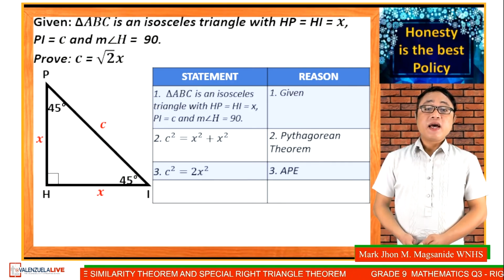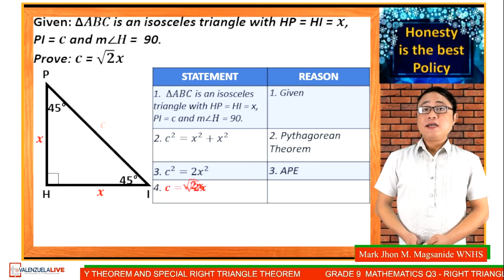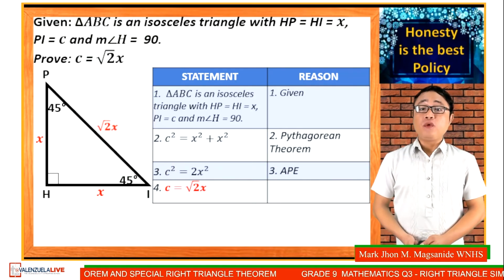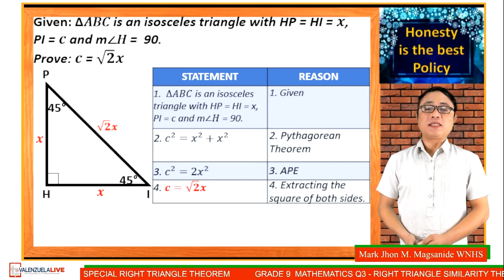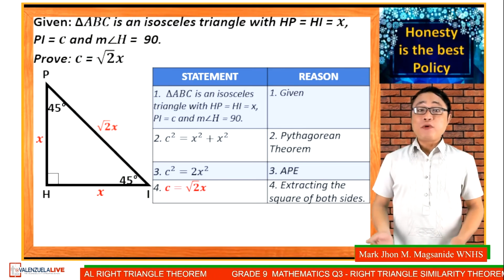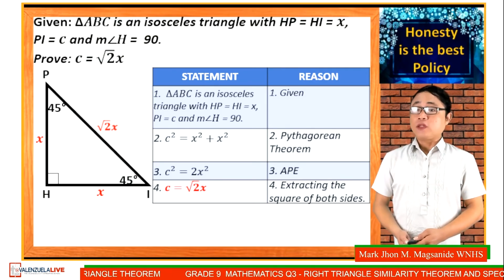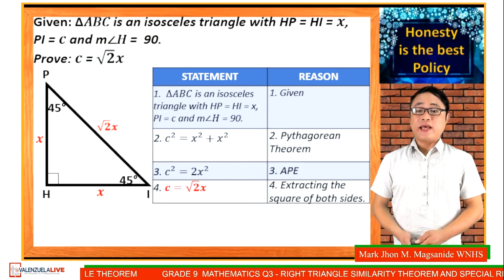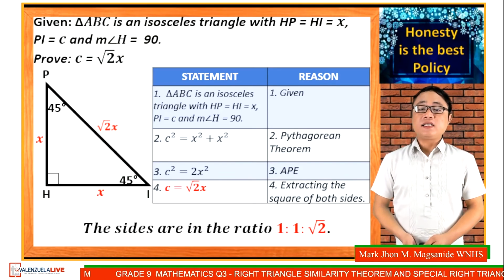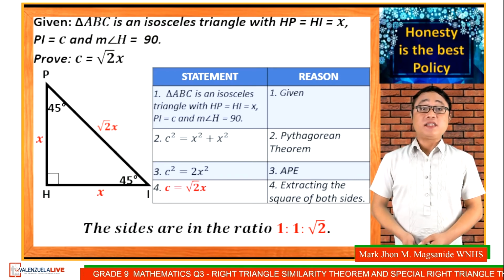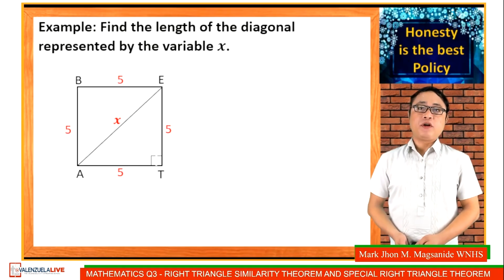That is by the addition property of equality, or APE. And then c is equal to the square root of 2 times x, by extracting the square root of both sides. It is now proved that the length of the hypotenuse is square root of 2 times as long as either of the two legs. We can state that the ratio of the sides is 1:1:square root of 2.